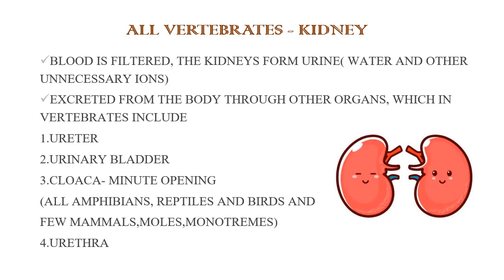Then we move on to the vertebrates. We are more familiar with the kidney. So it is very easy. I hope it is very easy to understand. So how does the kidney function? Kidneys basically filter the blood. Okay, they filter the blood, and unwanted substances are not reabsorbed, and wanted substances are reabsorbed from the kidneys.